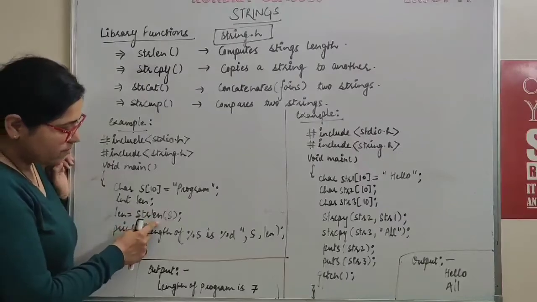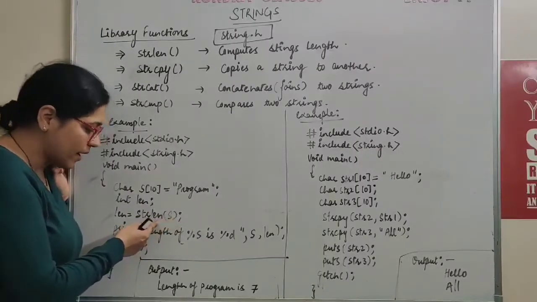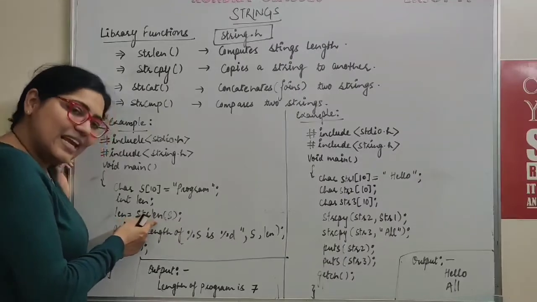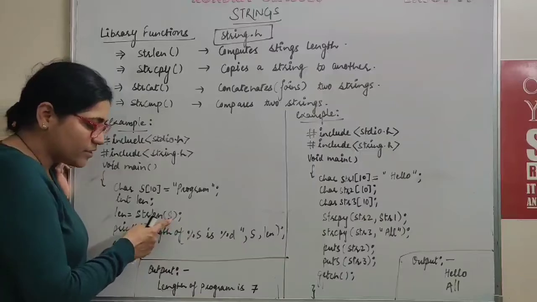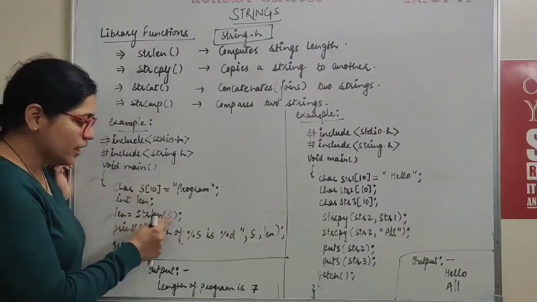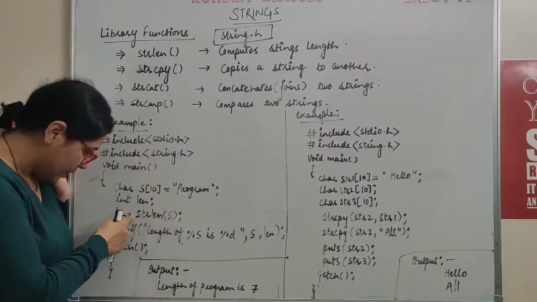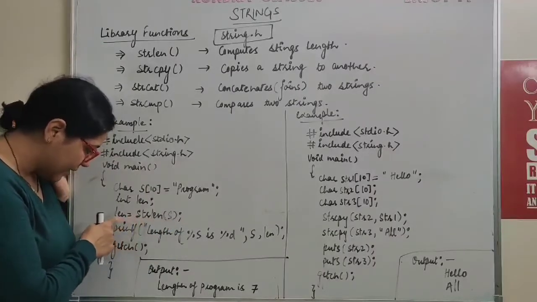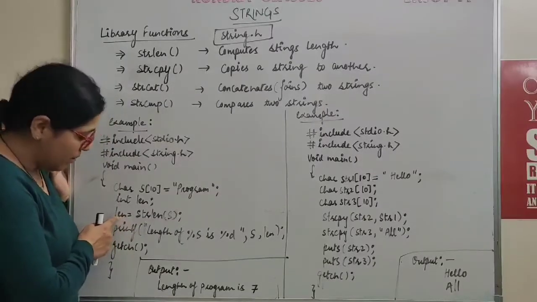Here I have called this function क्योंकि ये library defined function है, definitely only calling is required. So strlen takes only one parameter, that string जिसकी आपको length calculate करनी है. So s is the string, s पास किया है strlen में, and it will return you the length, and the length will be stored in the left hand side variable which you have mentioned.